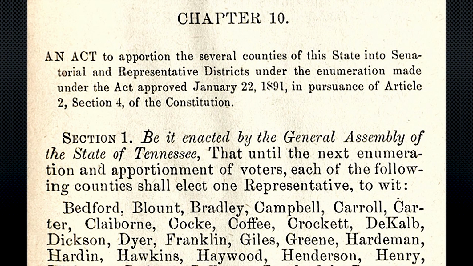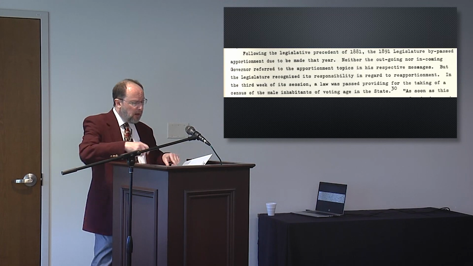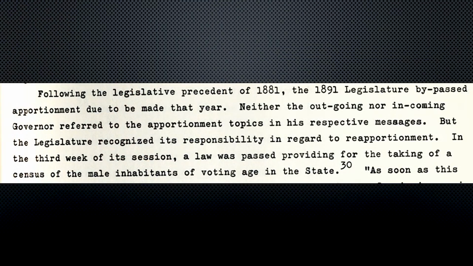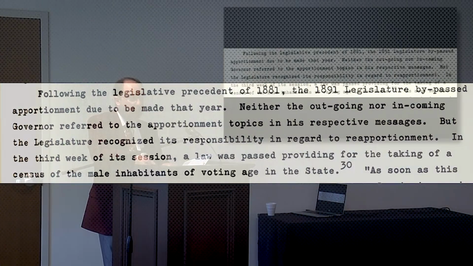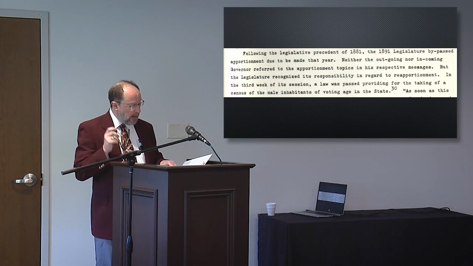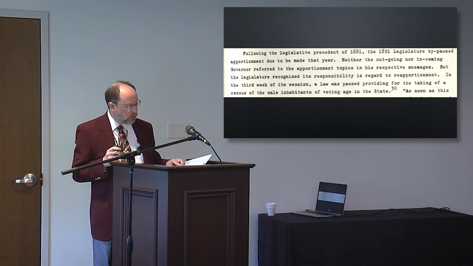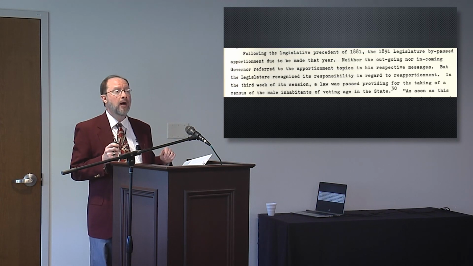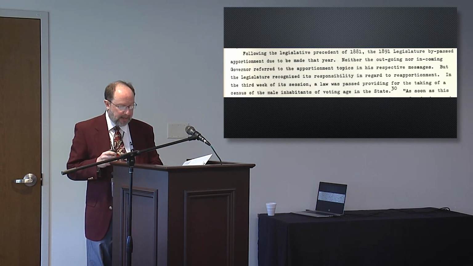The 1891 redistricting also took an extraordinary session, and I will again let Dr. Robert White explain why. Following the legislative precedent of 1881, the 1891 legislature bypassed apportionment due to be made that year. Neither the outgoing governor nor the incoming governor referred to the apportionment topics in his respective messages, but the legislature recognized its responsibility in regard to apportionment. In the 3rd week of its session, a law was passed providing for the taking of a census of the male inhabitants of voting age of the state.